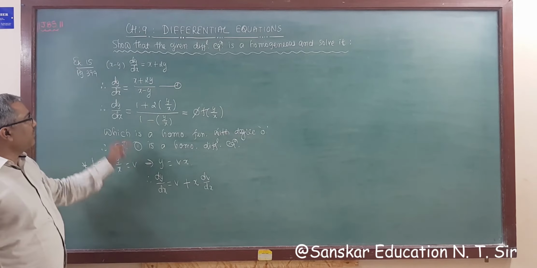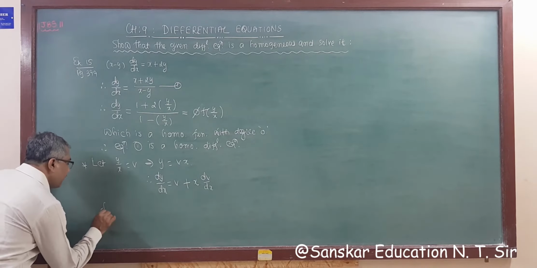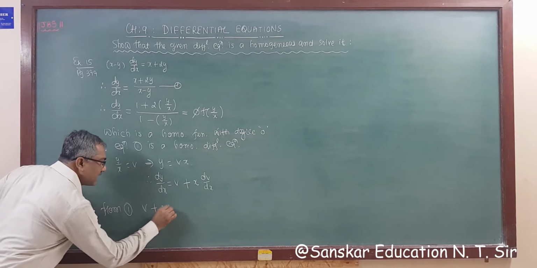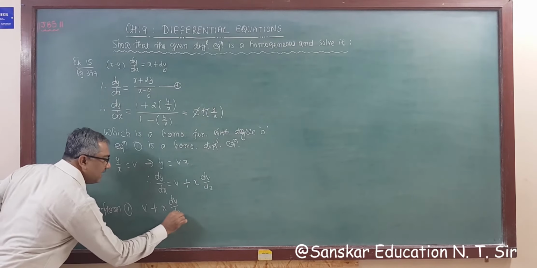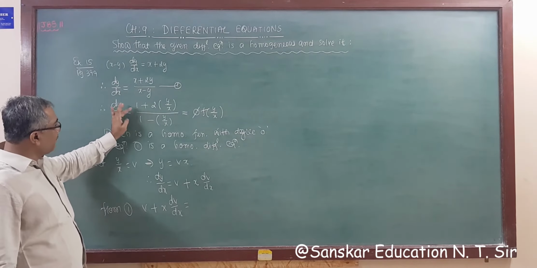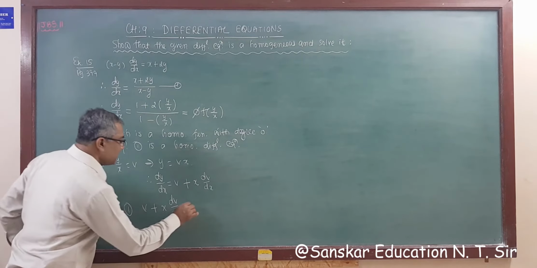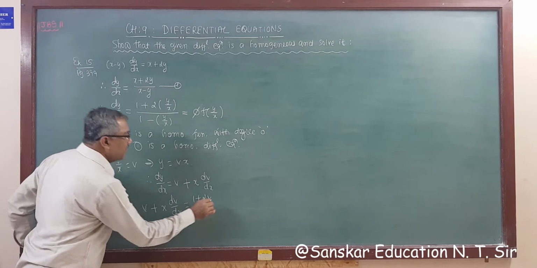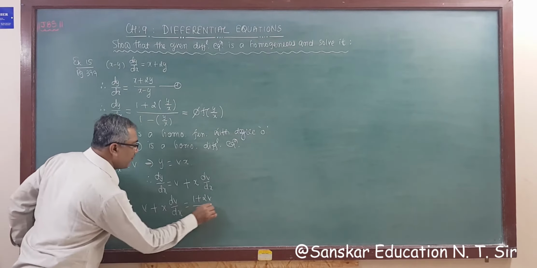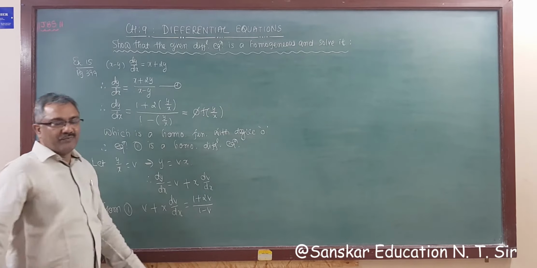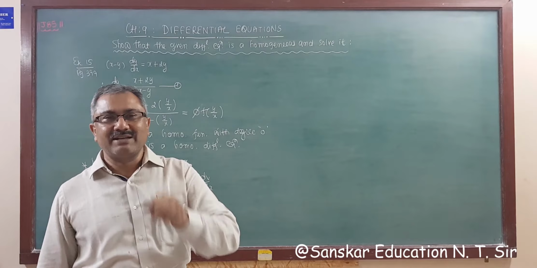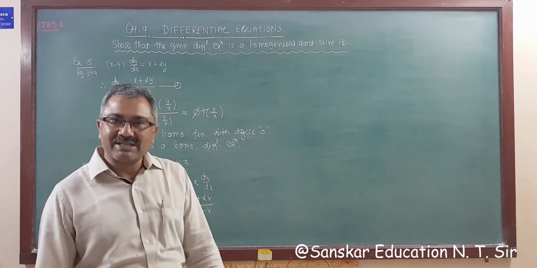So substituting this value in equation number 1, we get v plus x dv by dx is equal to 1 plus 2v upon 1 minus v. Now, as you know, while you are solving a differential equation, your first target is to change the variables into variable separable form.